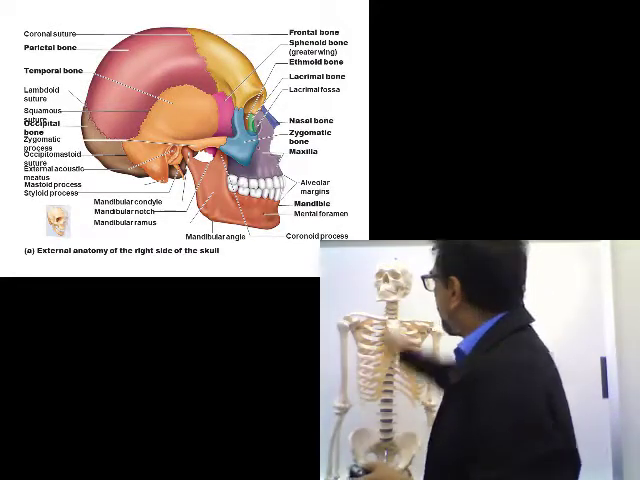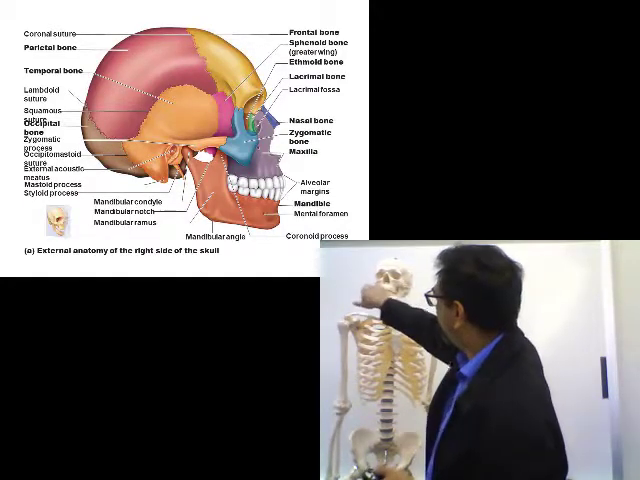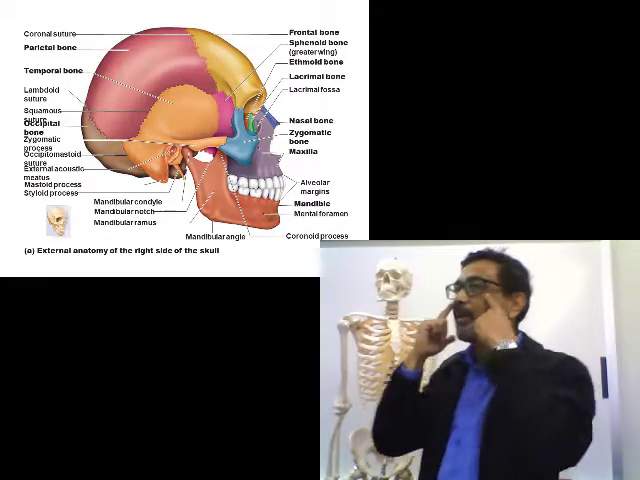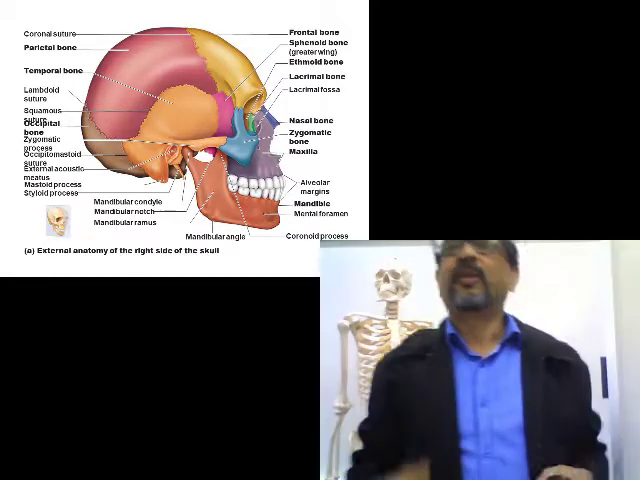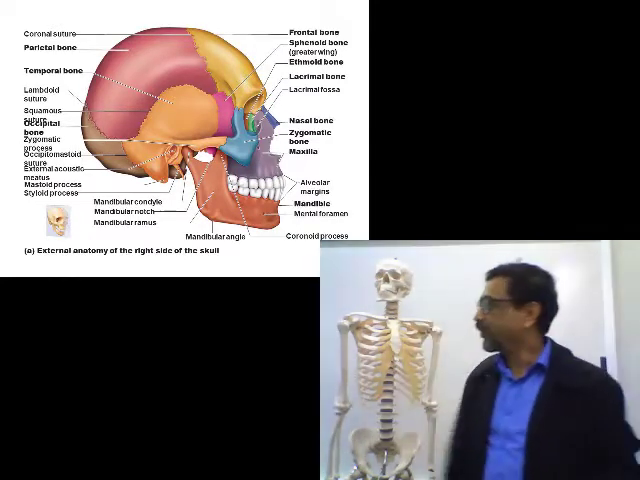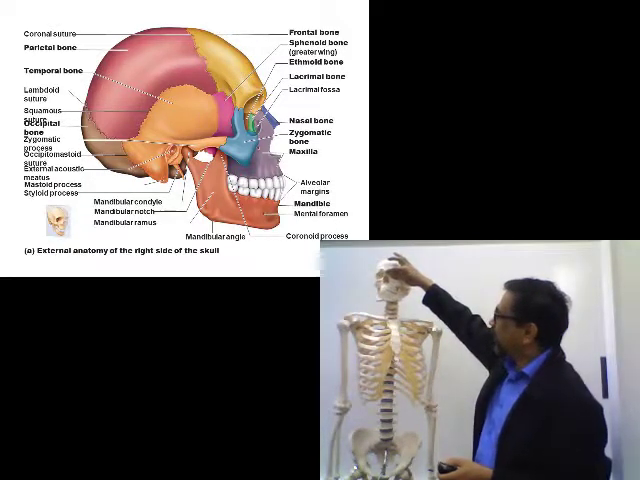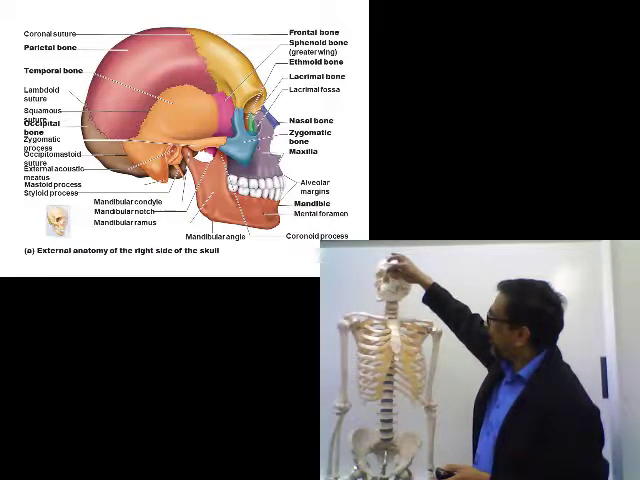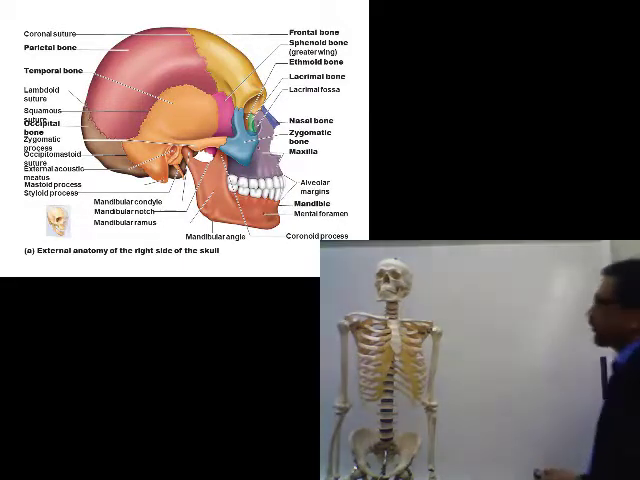Then you have zygomatic bones, also known as cheek bones, here, from the prominence of cheek here. So mandible, maxillary bones, zygomatic or cheek bones. Then you have nasal bones here. 2 nasal bones, those are tiny bones, join to form the bridge of the nose. So the bridge of nose is formed by the nasal bone.